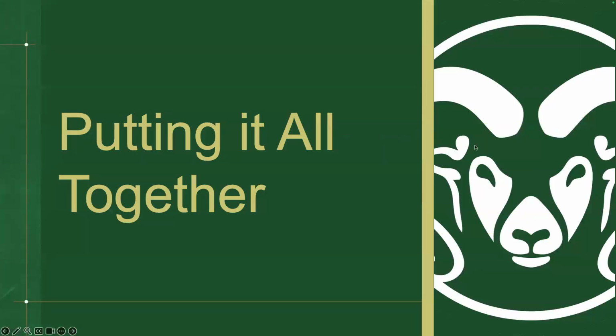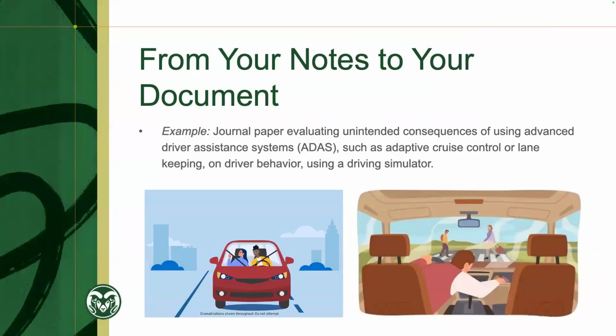All right, so let's pull this all together with what goes into the paragraphs that you're actually writing. Let's do this with another example of a paper I wrote with a student. We were interested in writing a journal paper to evaluate unintended consequences of using advanced driver assistance systems. So think adaptive cruise control or lane keeping systems, and what effect that has on driver behavior. We did this using a driving simulator study. We had people drive without lane keeping or adaptive cruise control. Then we turned on adaptive cruise control and lane keeping, had them drive for a little while, and then turned it off and looked at whether there were any unintended consequences. Did they become a worse driver because they started to over-rely on the adaptive driving systems? That was the context of this study.